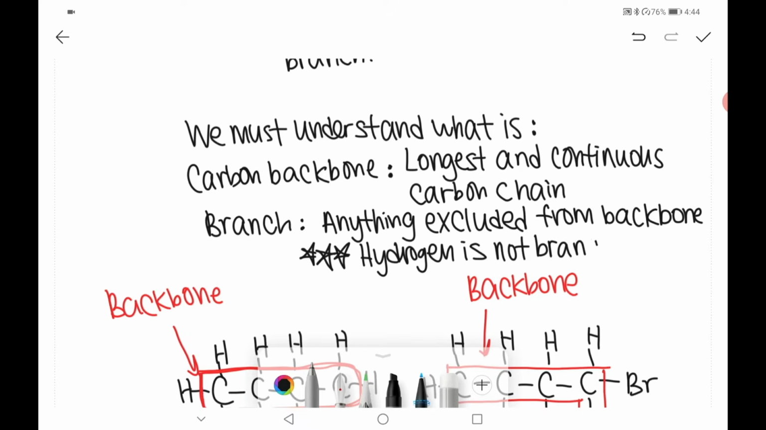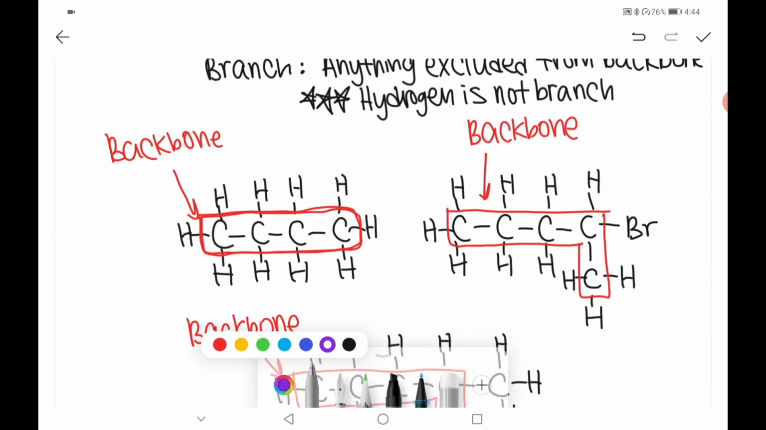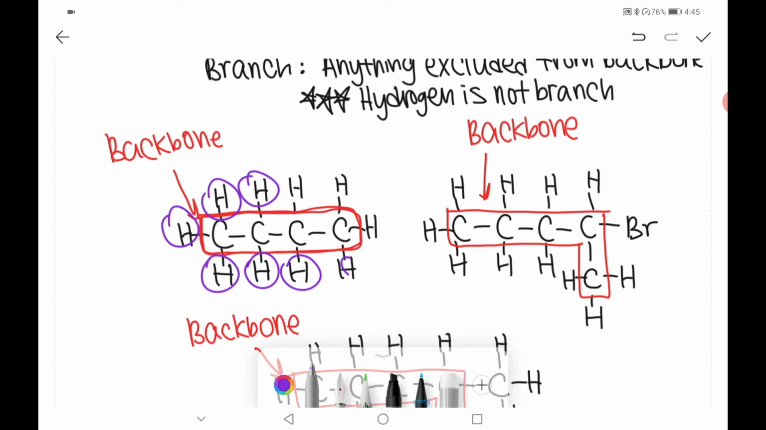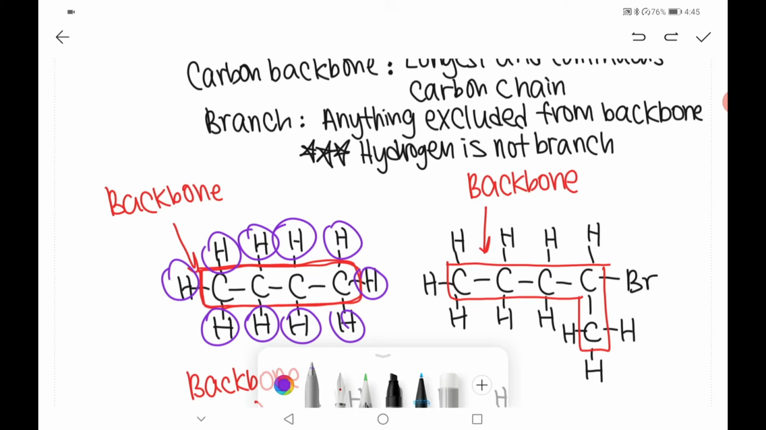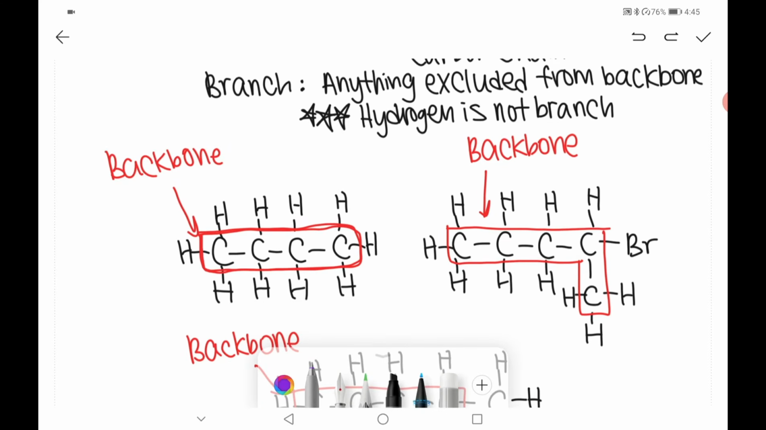So let me show you an example. Let's say for the first diagram here, who is not in the backbone? All these atoms are not inside the backbone. So if you are not inside the backbone, you should be a branch. But hydrogen is not a branch. So for the first diagram, we don't have any branch at all.